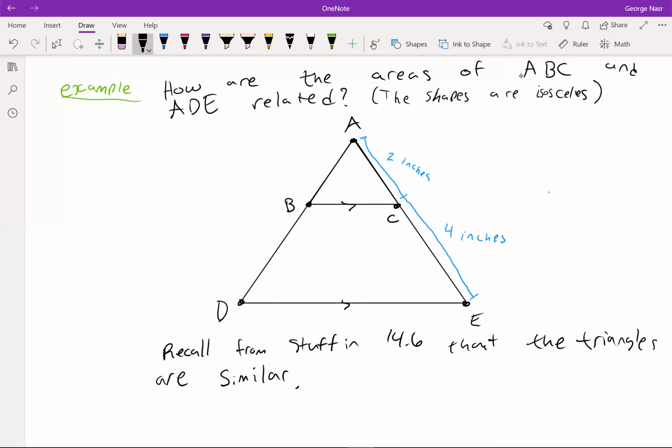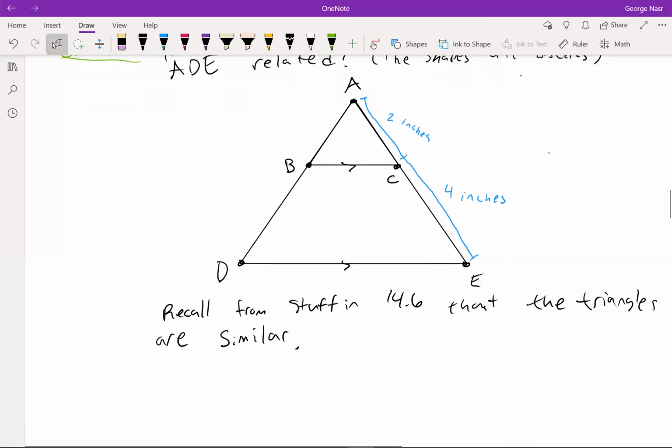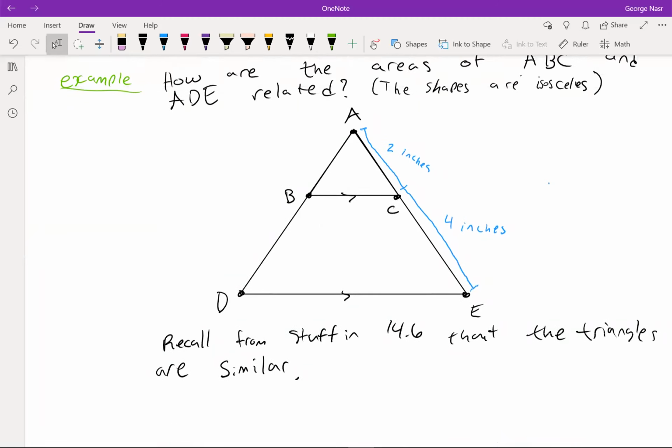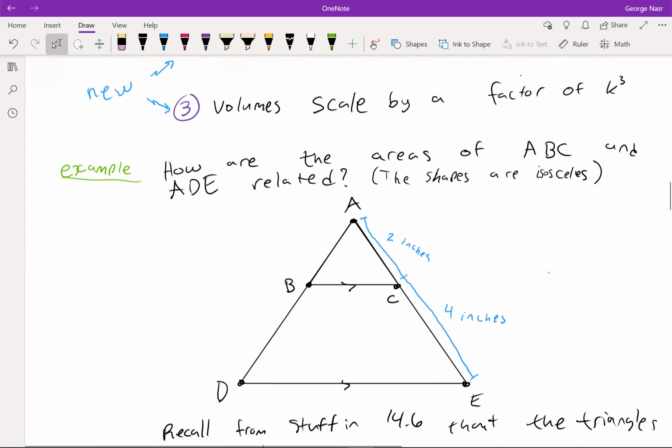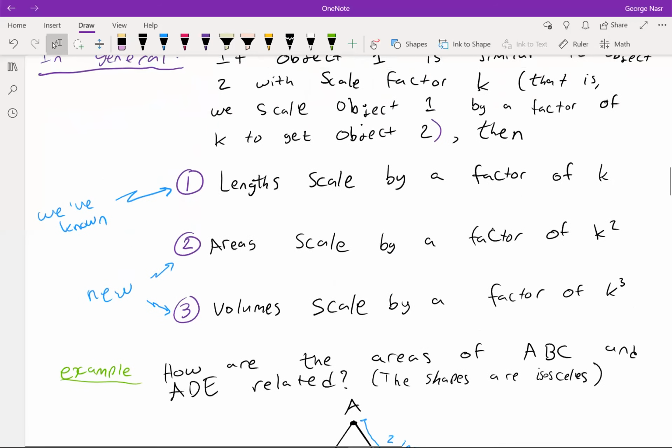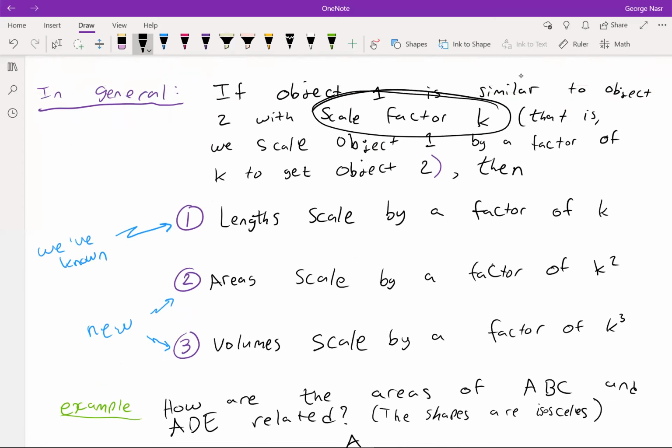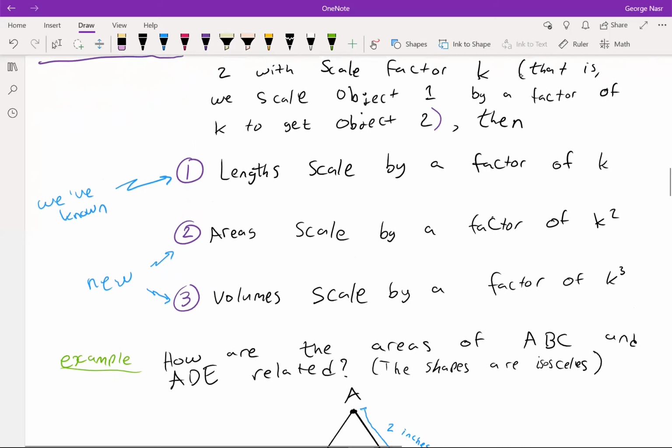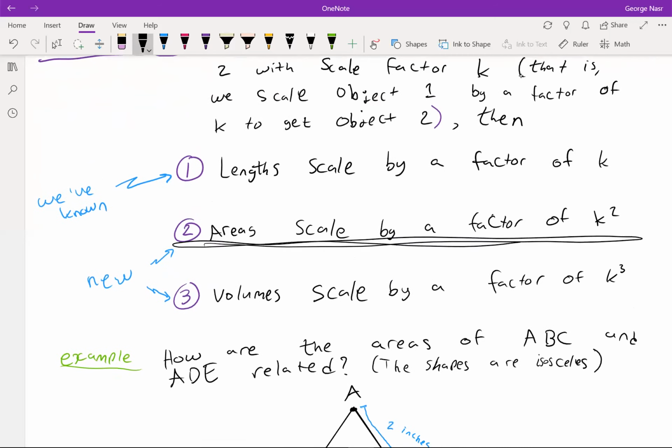Cool. So these triangles are similar. So how am I going to relate their areas? Well, in light of what I just talked about up here, it seems like if I can figure out something about the scale factor, if I know what the scale factor is, I can find a relationship between how the areas of two similar objects will scale.